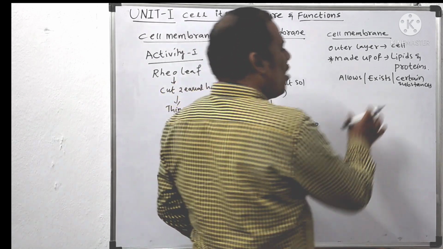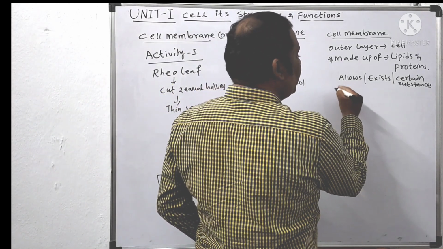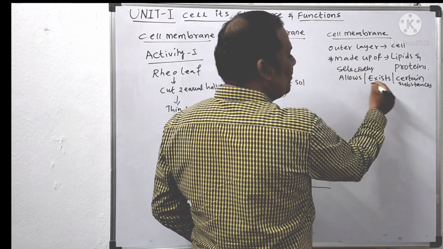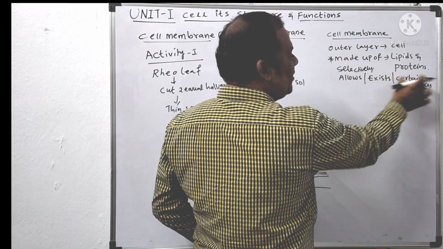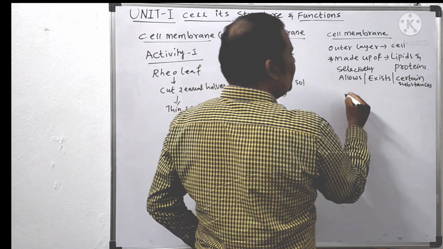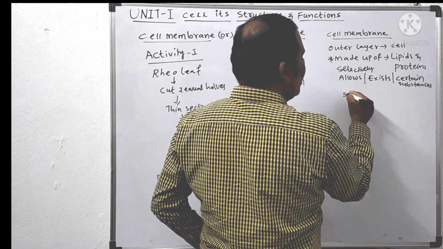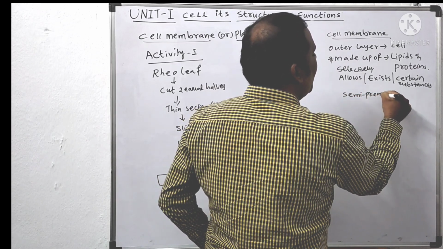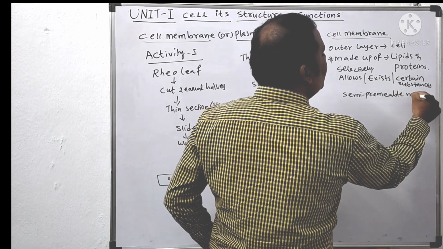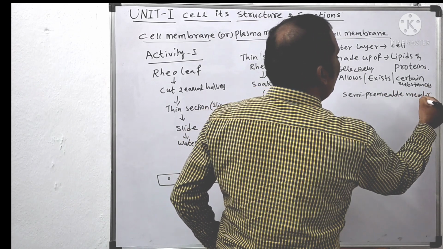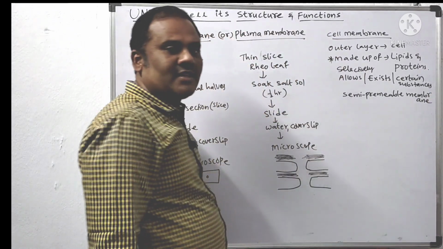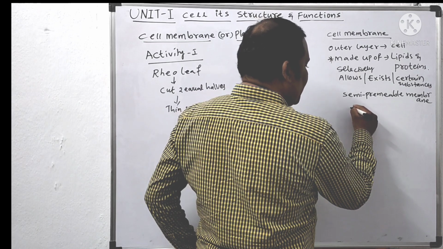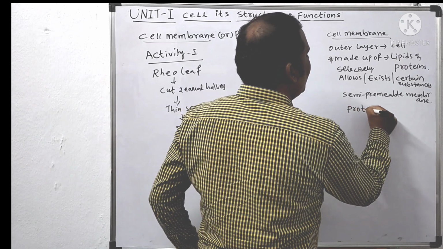Not all substances. How does it do that? It does so very selectively. It can selectively allow certain substances inside and selectively let certain substances exit outside. That's why the plasma membrane is also called a semi-permeable membrane.